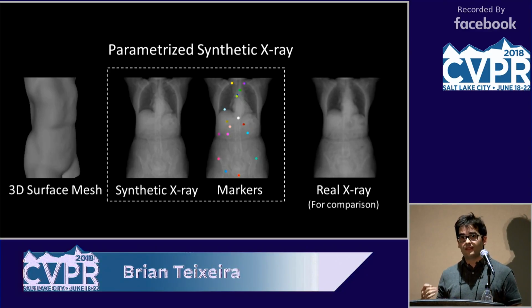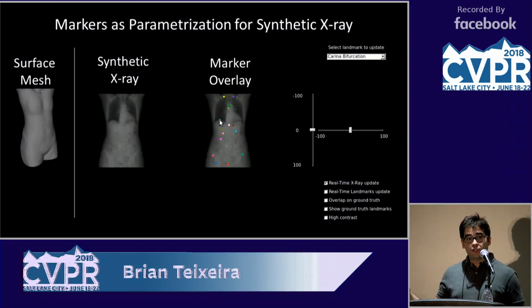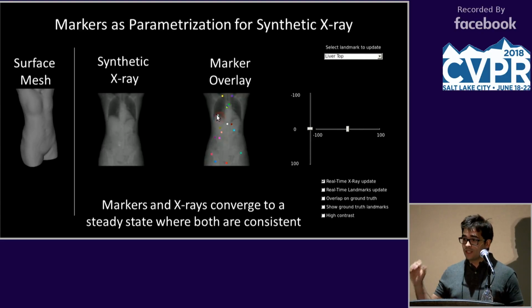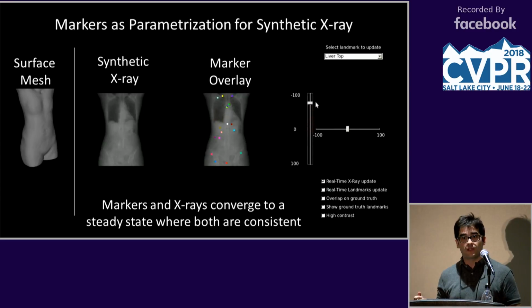We compare our synthetic X-ray with real X-ray scans. On the left part of the UI, you can see the surface mesh used to generate the synthetic X-ray on its right. The same image is displayed on the right, together with the predicted landmarks. We can actually move these landmarks to update the X-ray in real time.